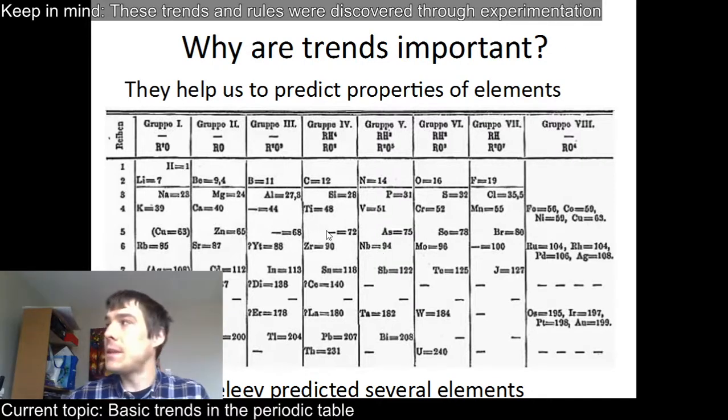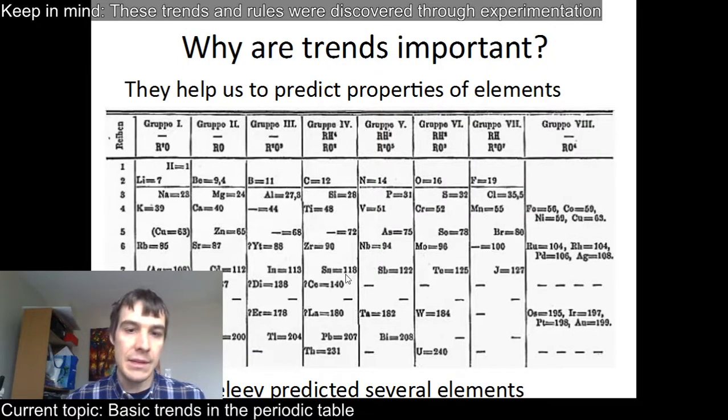The most famous one is this one here with the 72. He called it eka-silicon because silicon is here. So eka-silicon means like next silicon, and he said, well, silicon's 28, and tin here is 118, so it should be somewhere between those two. It should be like tin. It should make an oxide of RO2 because it's in group 4. Oxygen wants 2 bonds, and so this thing would have 4. That's where the 4 comes from.